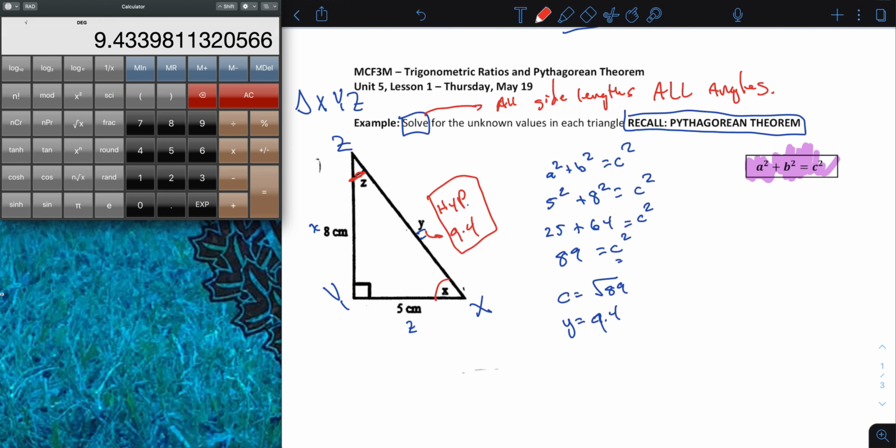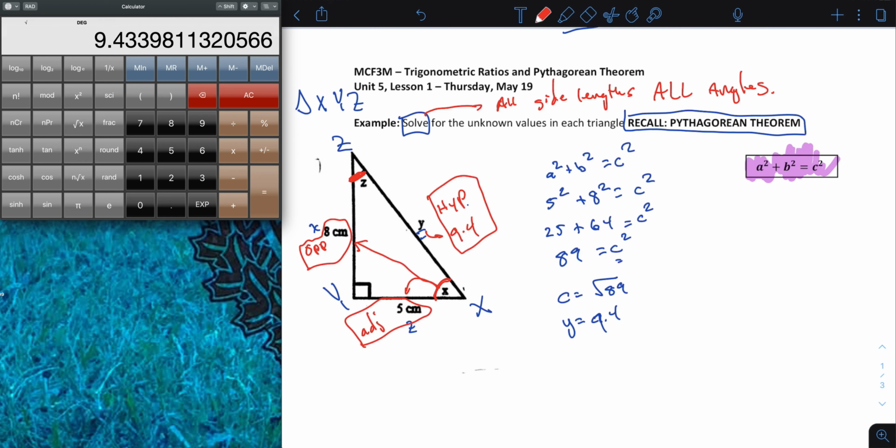So I'm going to pick X just because I know most of you are thinking about Z, right? And if you did pick Z, then this would be opposite, but I'm not going to do that. I'm going to pick angle X as my reference, and this is going to be opposite. So opposite is 8 centimeters, and then that must mean that the adjacent is 5.